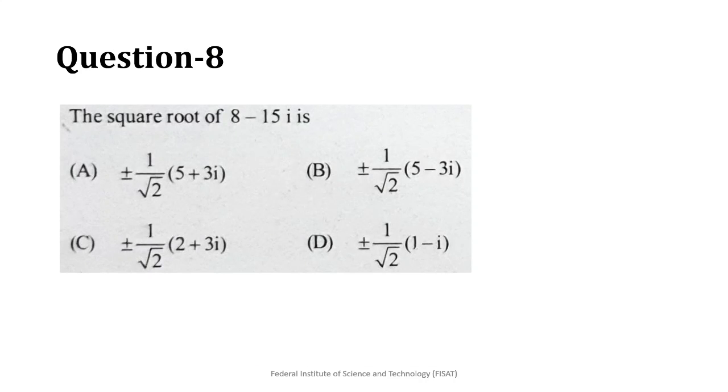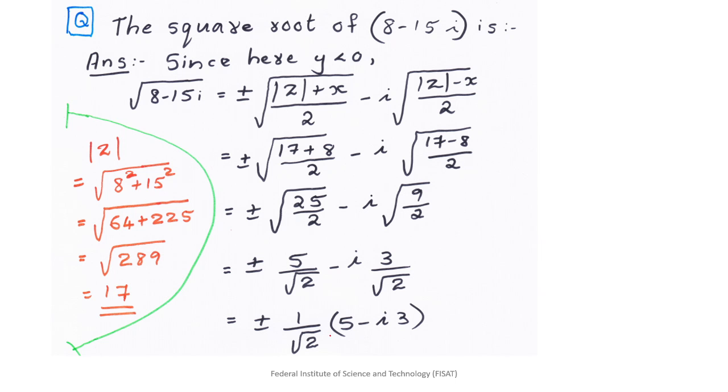The next question is 8 minus 6i. As per the formula we just studied, the second formula we have to apply here because here it is minus. On substituting mod z and x values, you will be obtaining this as the square root.